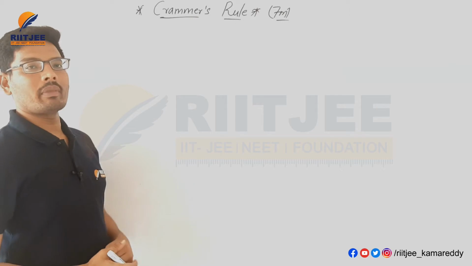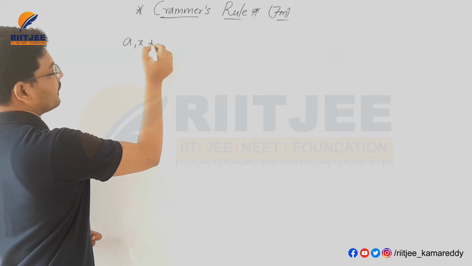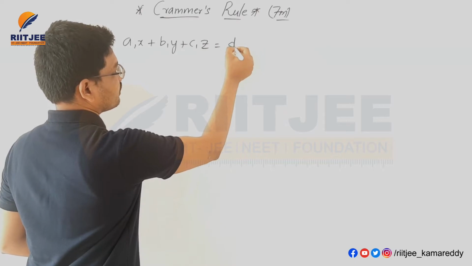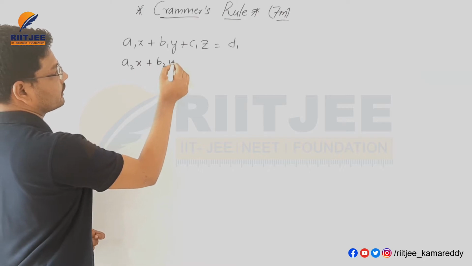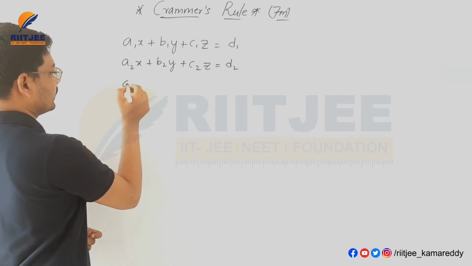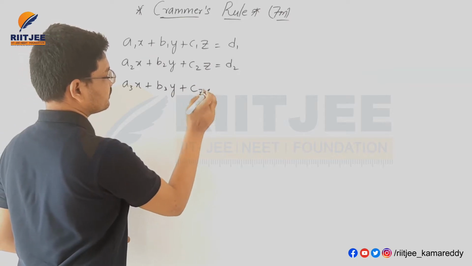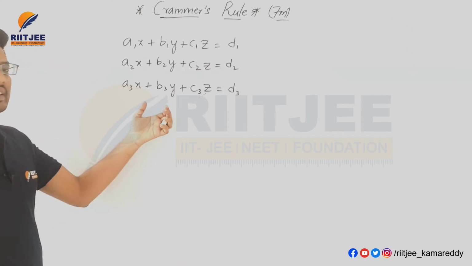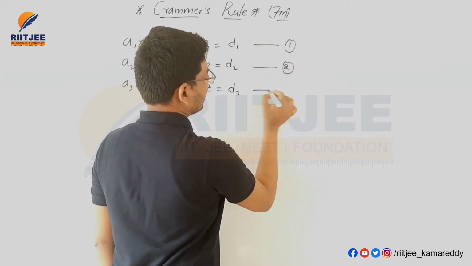Actually, the general form of Cramer's rule expressions, I am writing here: a1x plus b1y plus c1z is equal to d1, and a2x plus b2y plus c2z equal to d2, and a3x plus b3y plus c3z is equal to d3. Here these three are linear equations 1, 2, 3.